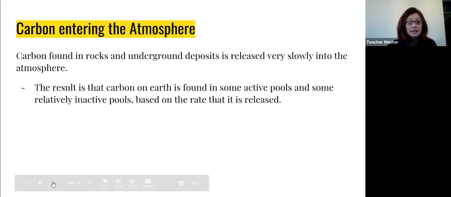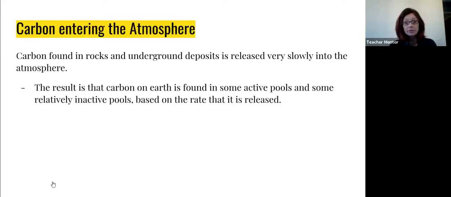Okay, carbon is then found in rocks and underground deposits. And when we have those underground deposits or rocks, the carbon is going to be released very slowly into the atmosphere. The result then is carbon being stored on Earth in some active pools and some relatively inactive pools. And the only thing that makes a pool active versus inactive is how fast the carbon is being released.